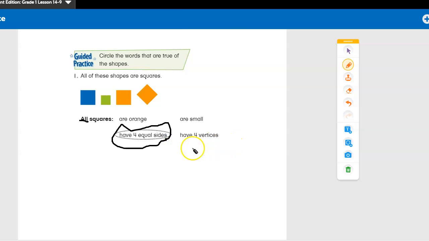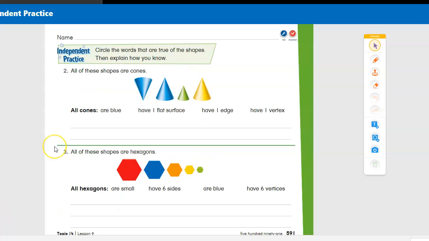And our last one, all squares have 4 vertices. Is this true or not? Remember, a vertex is the corner point on a shape, so it's these points down here. So do all squares have 4 vertices? Look at our squares. Do they all have 4 points on them? Yes. So we are going to circle this statement as well. Good job.